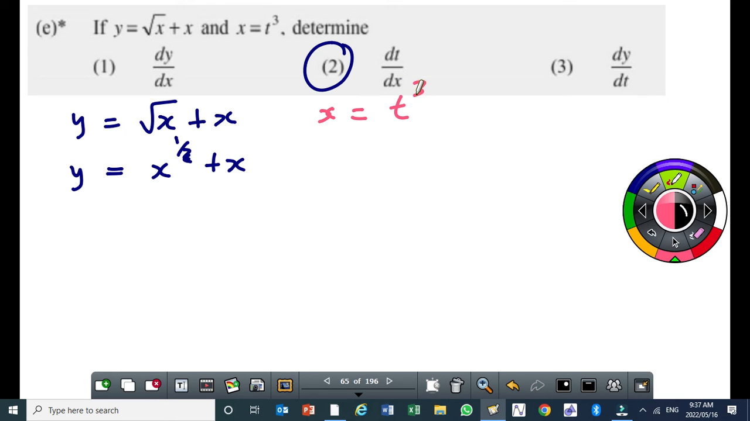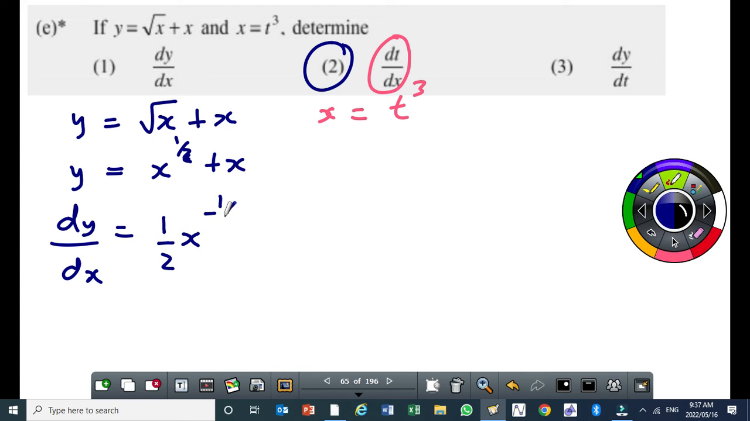Right? Okay? Now, that one is already simplified. So if I want dt over dx, I have to use both functions. So I'm going to find dy over dx here. So dy over dx will be equal to a half x to the power of minus a half plus 1.